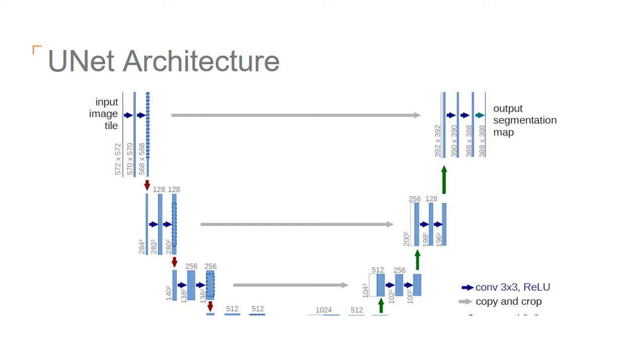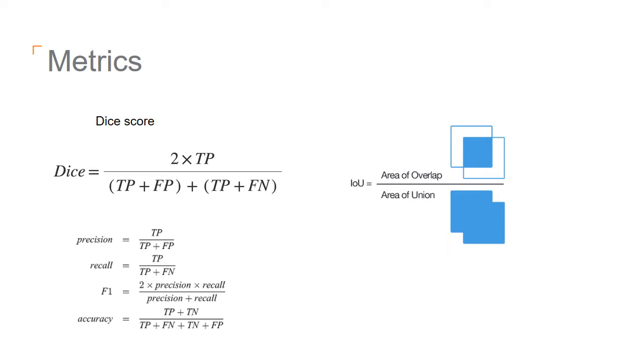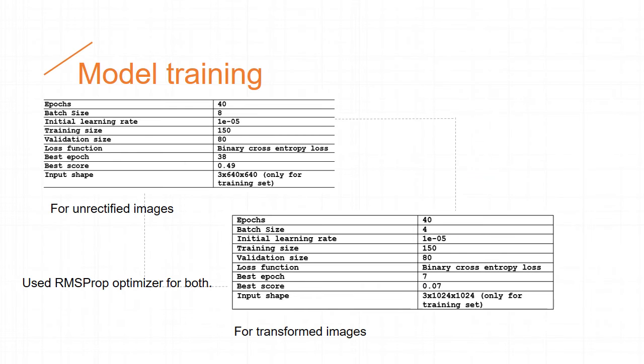For the model, we used the standard UNET architecture along with performance metrics such as dice score, IOU, precision, F1, and recall. We started out with commonly used hyperparameters for UNET architecture, along with RMS-prop optimizer for quick convergence. We used binary cross entropy as a loss function because we only used one class for detection, and the batch size was chosen keeping the memory and GPU constraints in consideration.